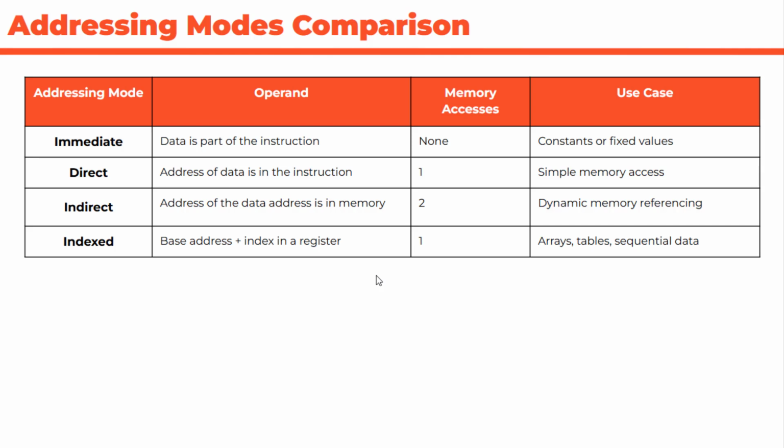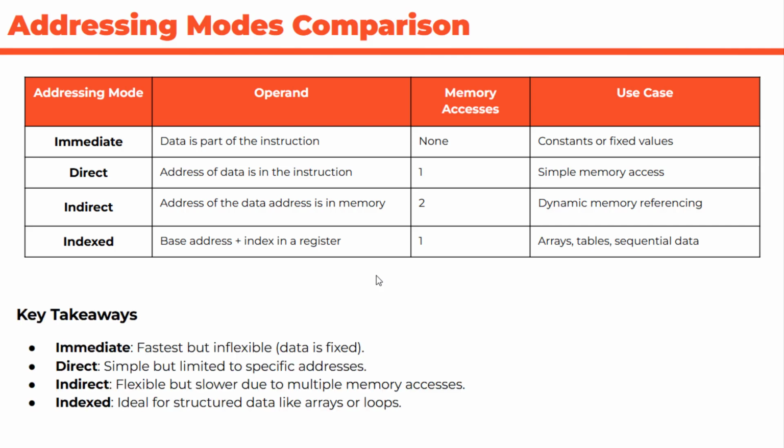Indirect has two memory accesses because the address of the data address is in memory, and that's good for what we call dynamic memory referencing, where we jump to a memory location and then to another one to get the data. And then the last one, indexed, we've got our base address, and then we've got the index in a register, and we have one memory access there, and that's really efficient because it allows us to move through an array or a table sequentially.